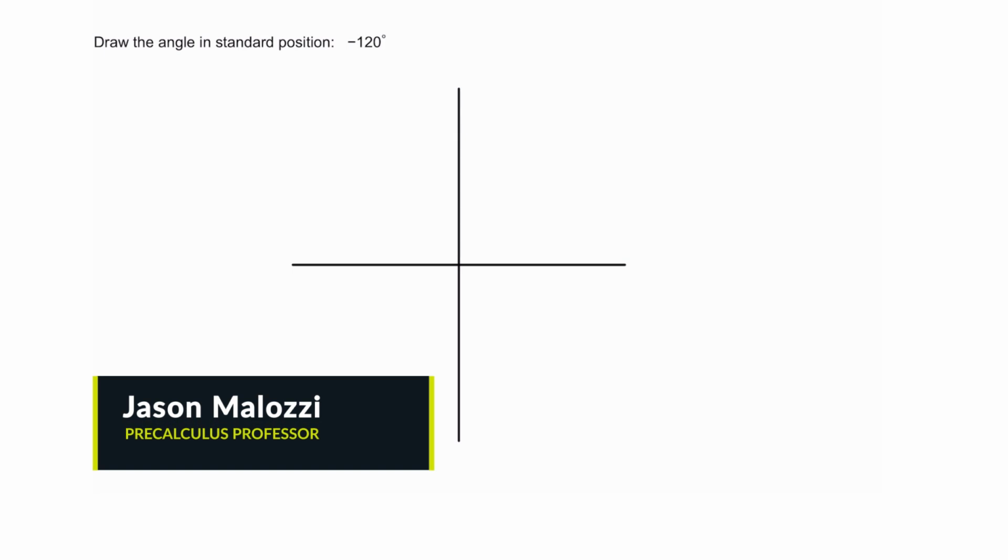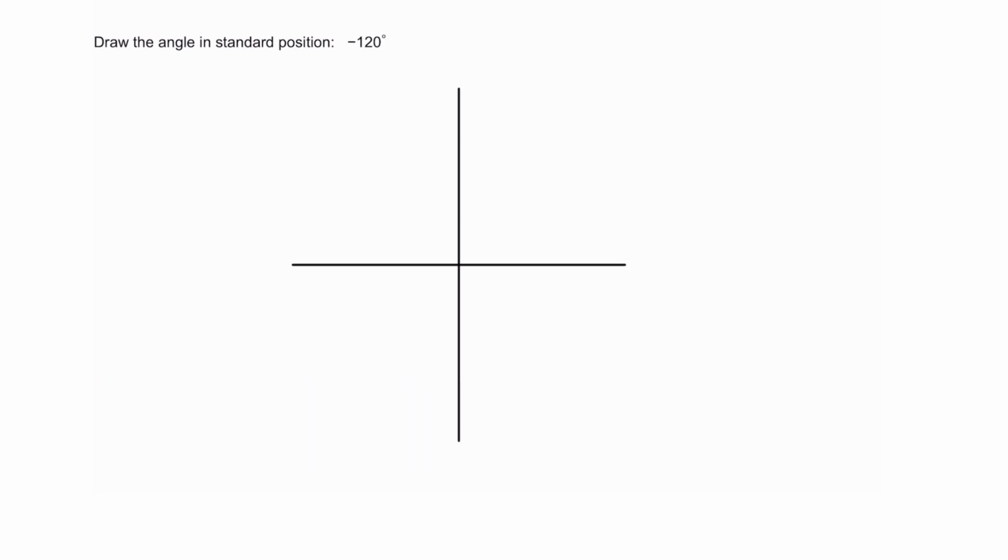Hello there. To start off our journey with angles, we're going to take the angle negative 120 degrees and draw this angle in standard position. So remember that a negative angle is measured clockwise from the positive x-axis, as opposed to a positive angle that is measured counterclockwise from the positive x-axis.